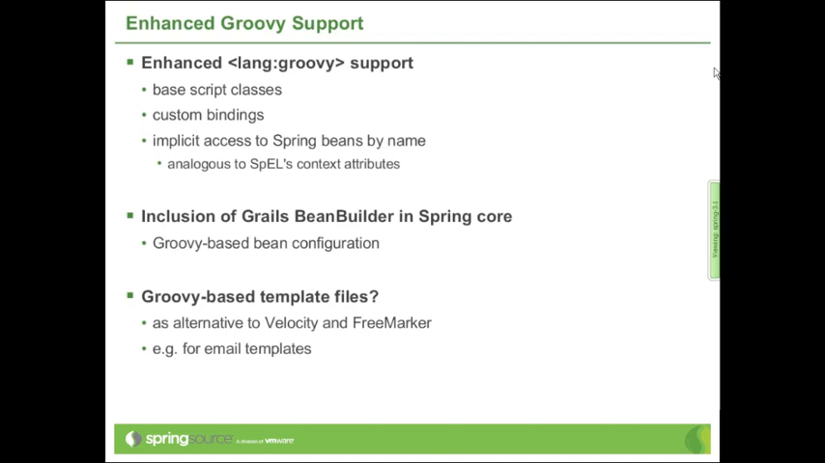And another idea that we are researching at the moment is the use of Groovy for template files. Just as a use case, think about email templates being expressed in the form of a Groovy-based template instead of, say, Velocity, which you may use today. So there are several ideas in the Groovy space, and provided that the timing works out, at least a selection of those will actually make 3.1 M2.